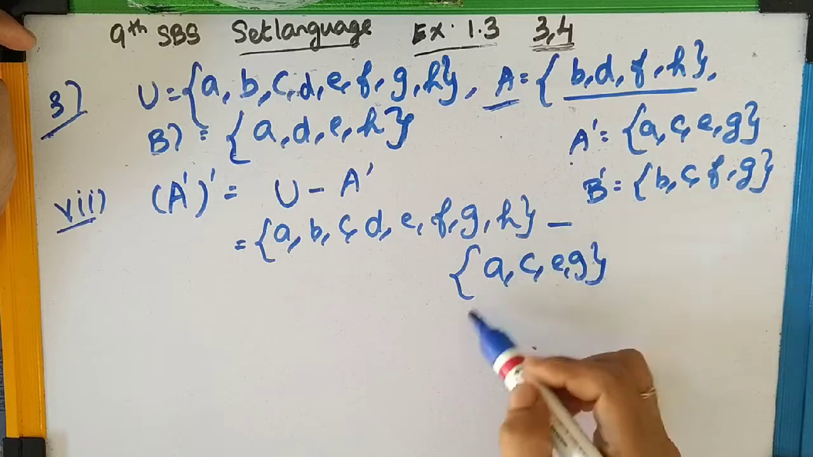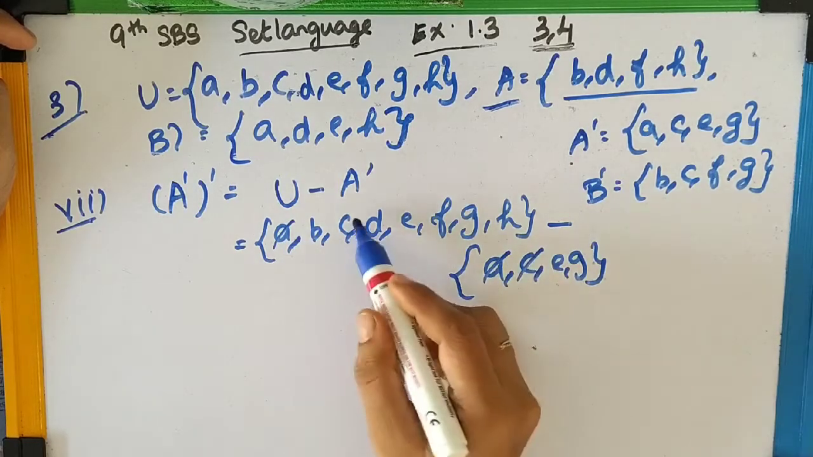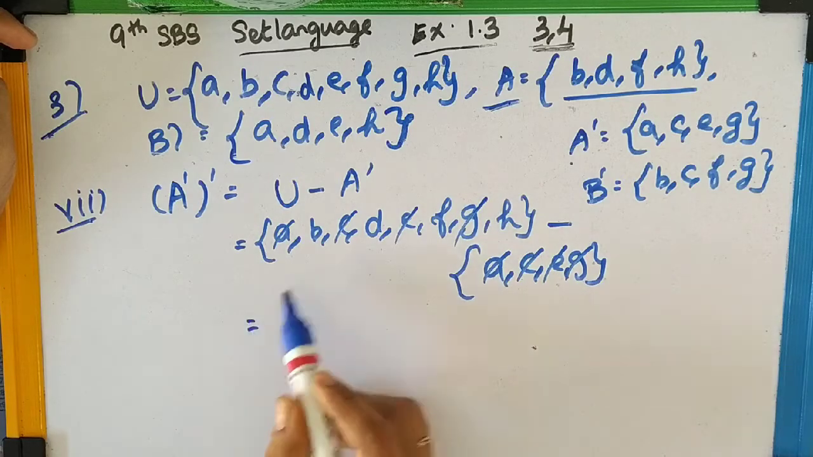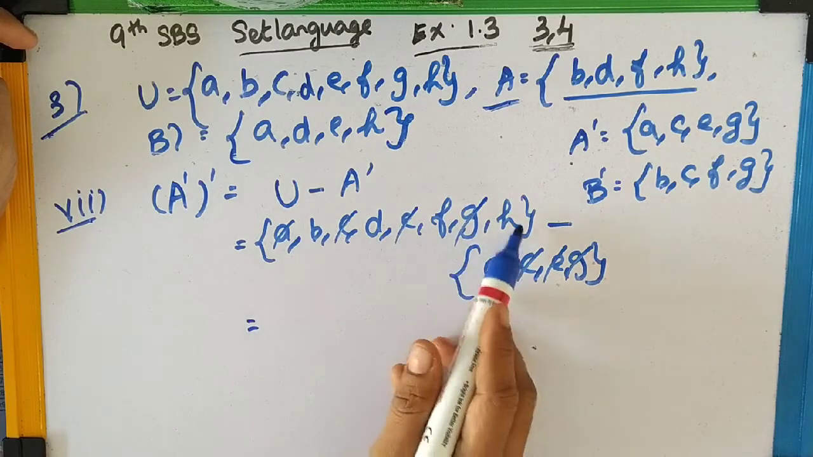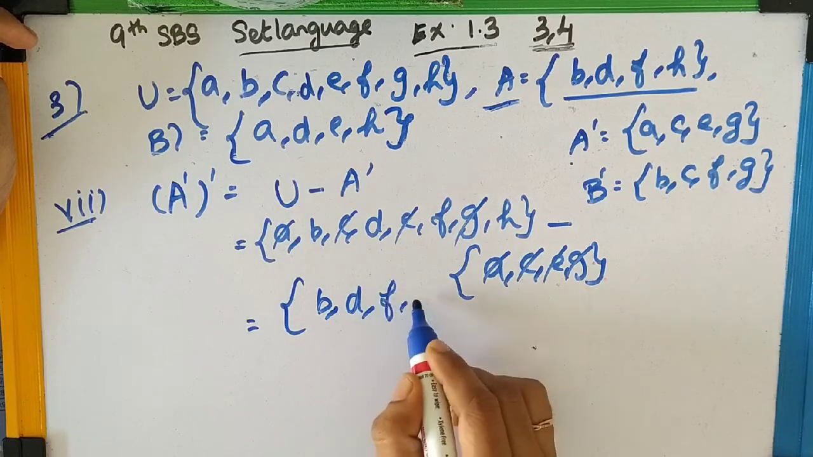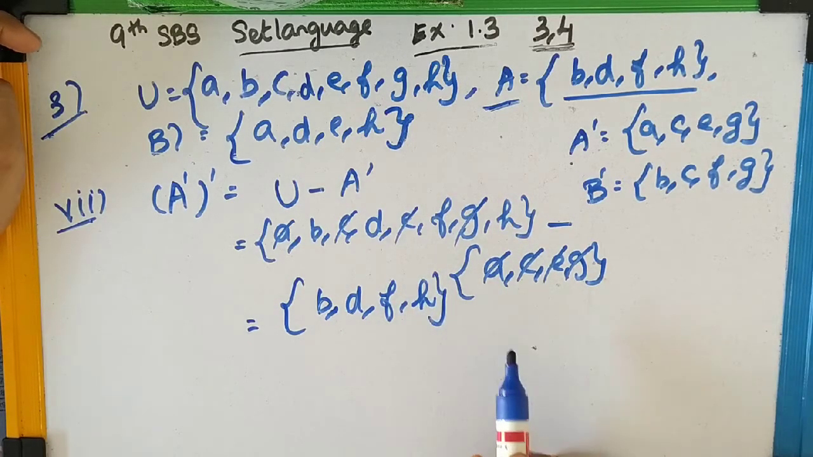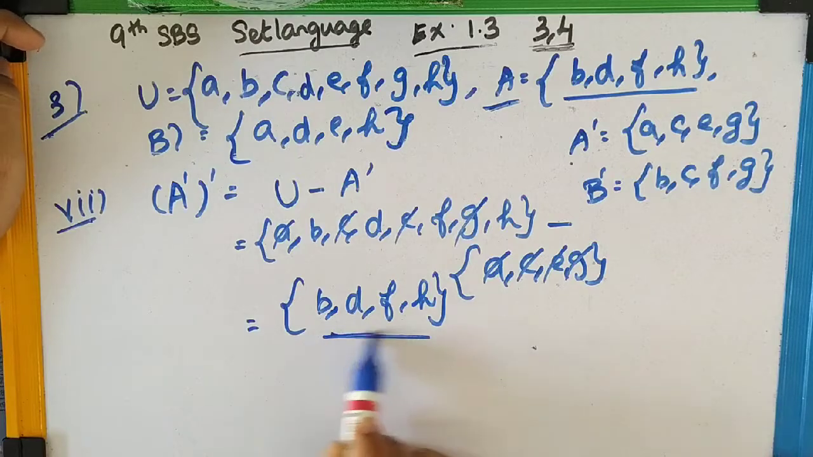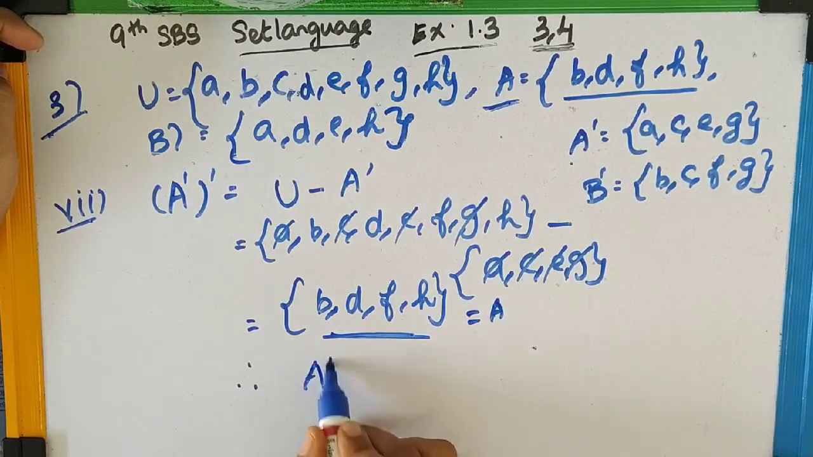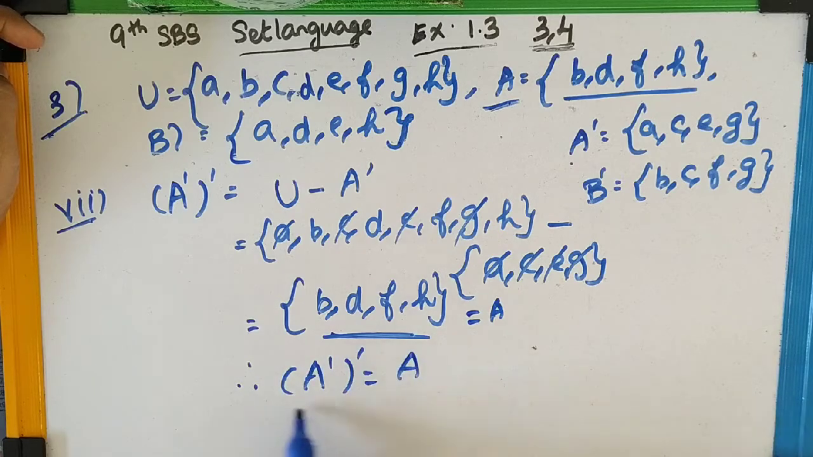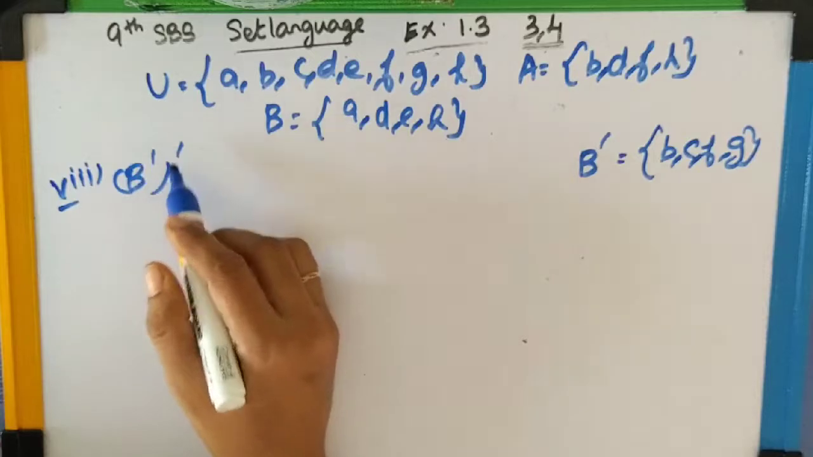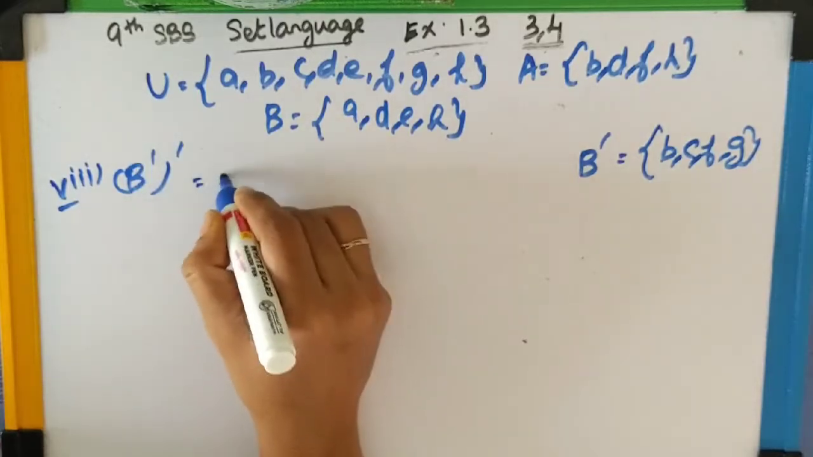Okay. Now what should we do for finding the difference? We should cancel the common elements. Okay. Now write the remaining elements of the first set, that is the universal set. B, D, F, H. Okay. This is A dash the whole dash. Now look at this B, D, F, H. Is it equal to A? Yes. So, A dash the whole dash is equal to A. Clear?